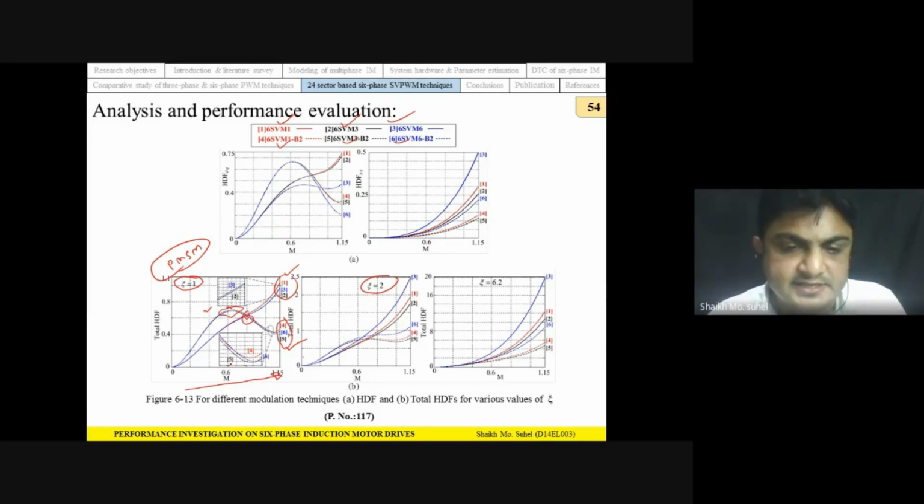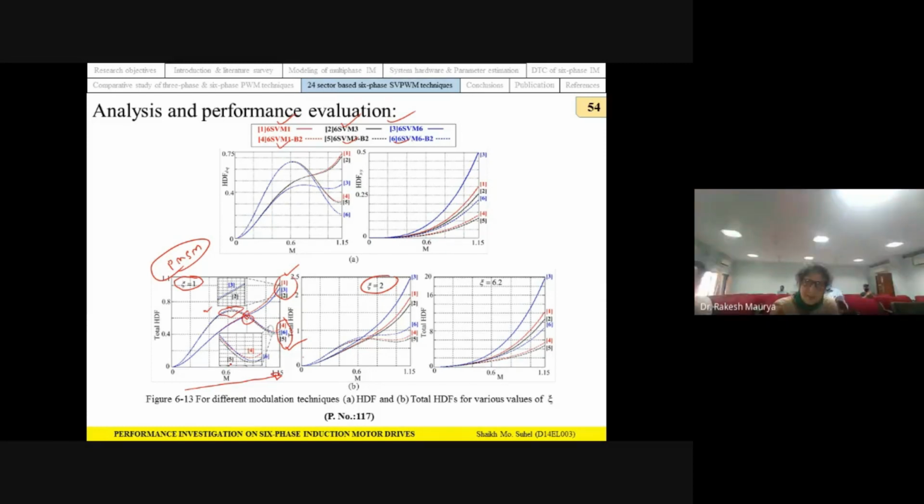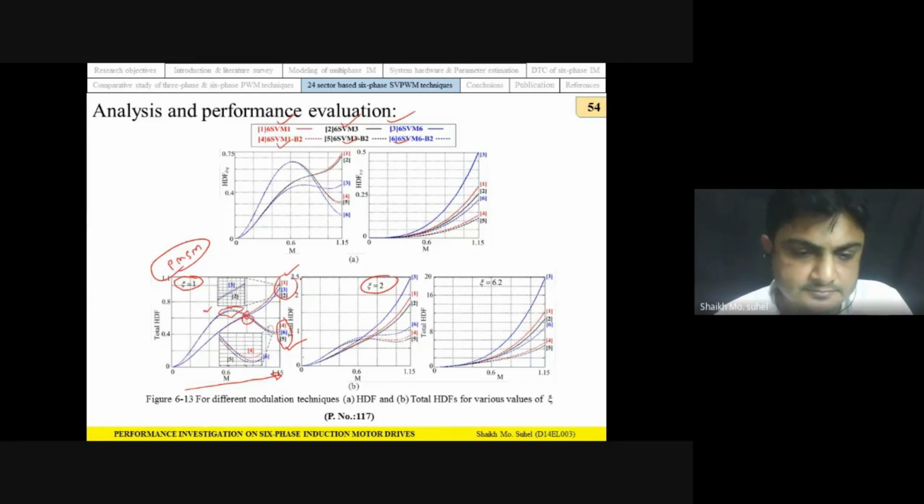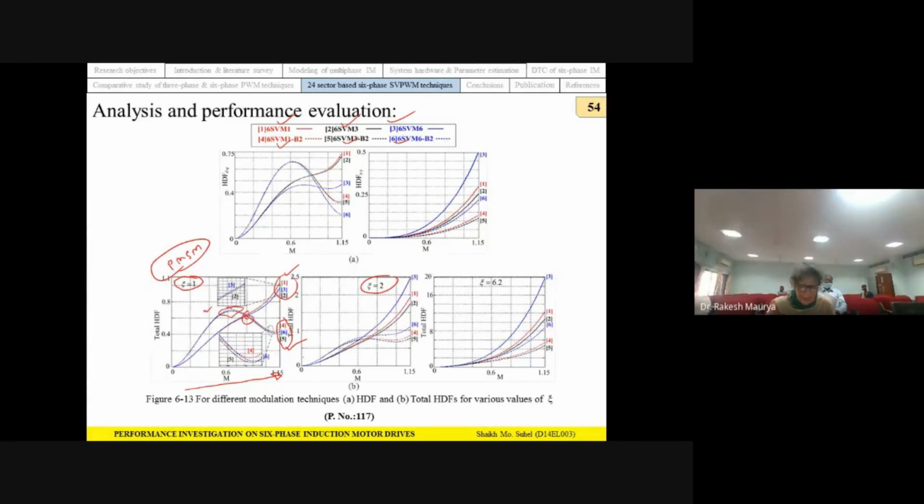Therefore, the intention is that up to a certain modulation index one group of methods will work, and beyond that another group of methods will work. If you combine these two, you can achieve optimum performance. Okay, optimum performance. Yeah, that's all from my side.